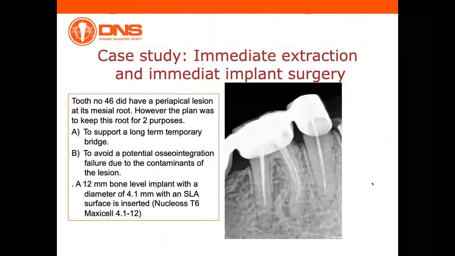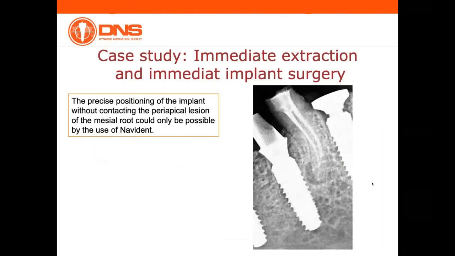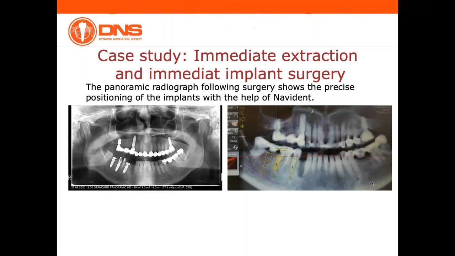So here on the distal root, I used another 4.1, 12 millimeter implant as well. Now, with the help of Navident, I could put a precise positioning of the implant without touching the periapical lesion next to it. Of course, this does not mean that I'm extremely safe, because the bone has canals which the microbes can travel, but I just took that risk. And then I placed the other implant just mesial to the left root, and did not touch the area where I have lost the implant before.